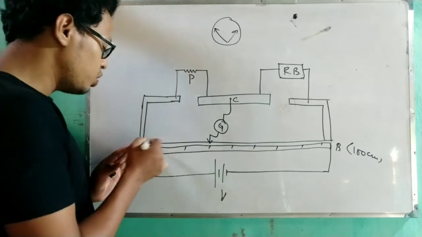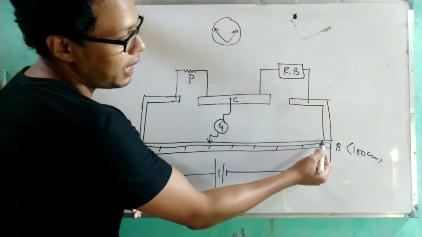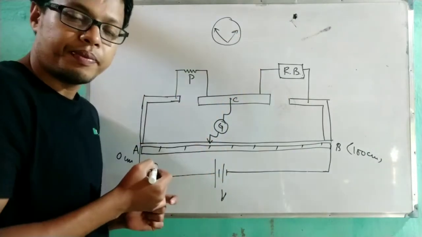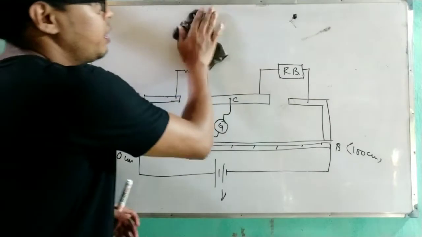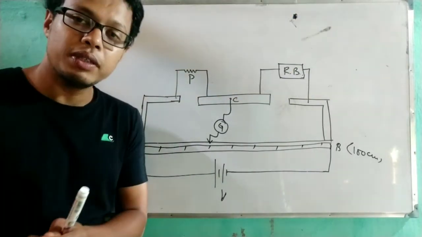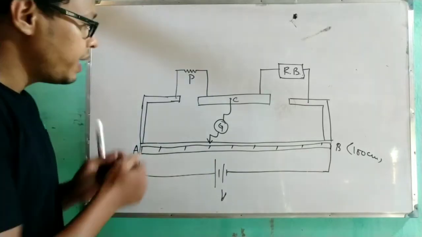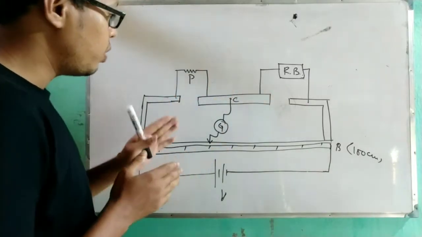When you touch the jockey on the left side, you get a left deflection. When you touch the jockey on the right side, you get a right deflection. Okay, so this is the construction of the meter bridge. See why I told you the meter bridge is based on the principle of the Wheatstone bridge method. Now see here, how many arms are there in a Wheatstone bridge? Four arms. So here also we got four arms.